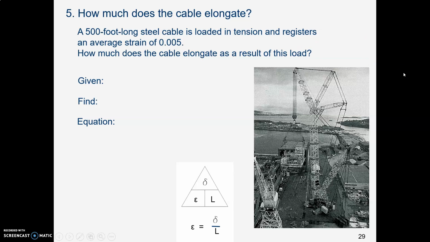All right, so what are we trying to find? We're trying to find deformation. How much does it elongate? Do we know the strain? Yes, we do, 0.005. Do we know the length? Yes, we do, 500 feet. So our equation would be, once again, covering up the deformation, we are left with strain times length. There's the form of our equation.